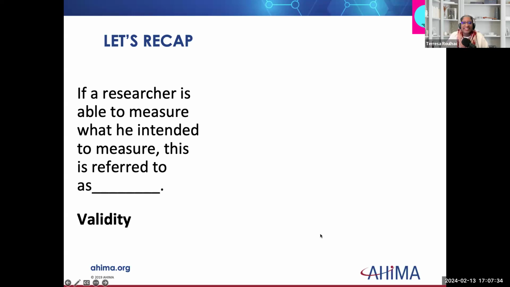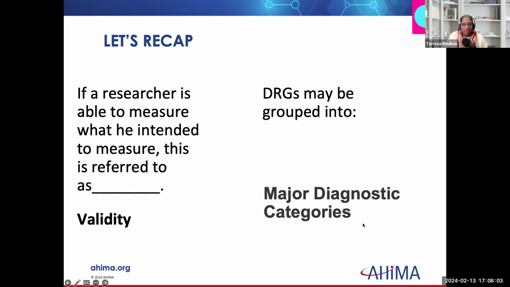This one is validity. And the next one, DRGs may be grouped into major diagnostic categories, procedural categories, or clinical modifications. So MDCs are major diagnostic categories, procedural categories, or clinical modifications. This one, that is correct. Major diagnostic categories. All right.